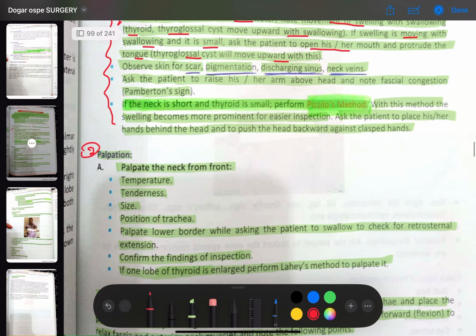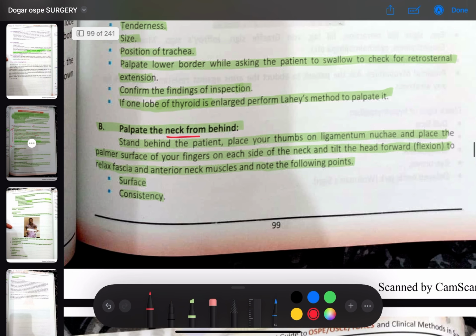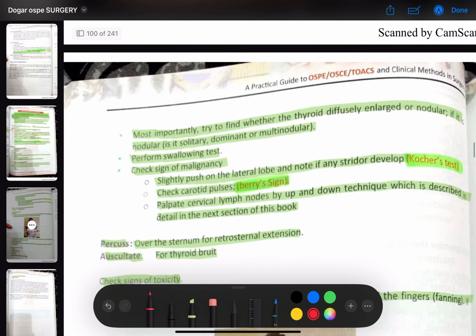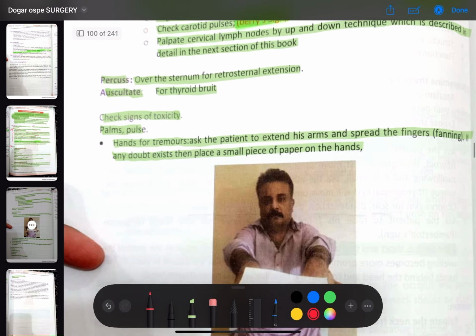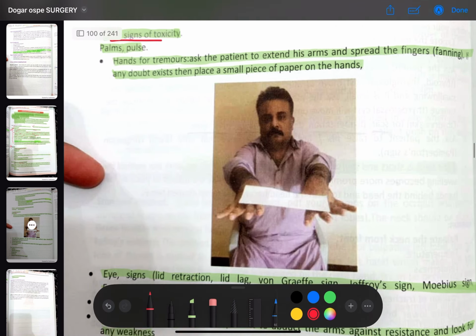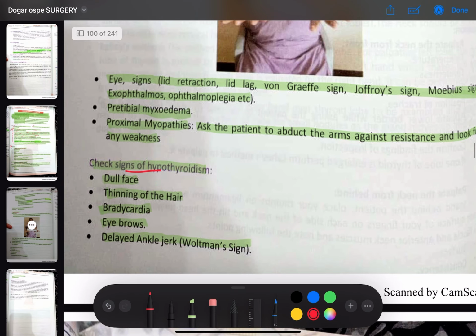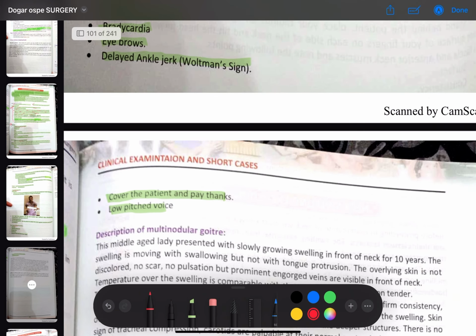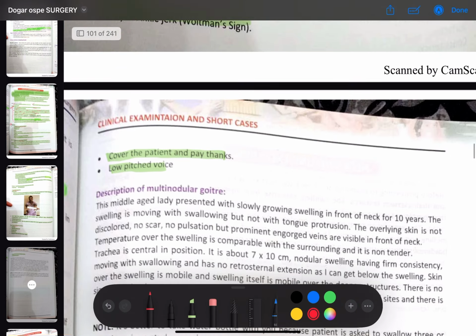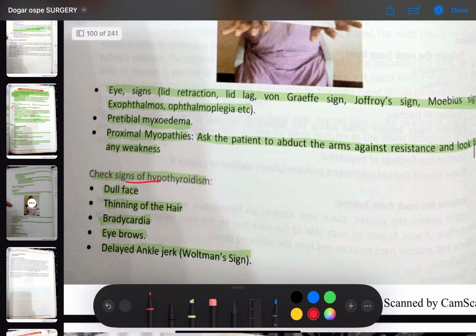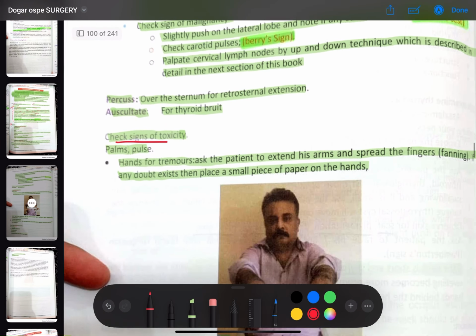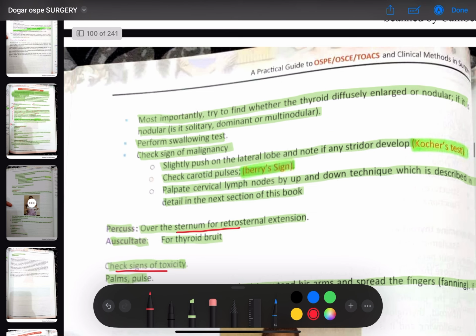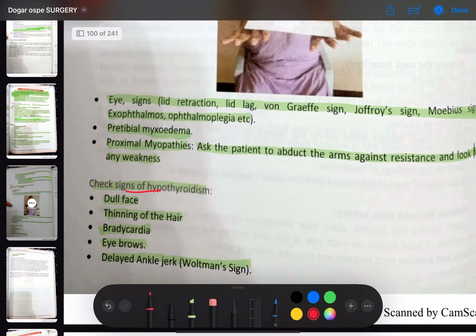Then palpation is done, that is, palpate the neck from the front for the following things, and then palpate the neck from behind for the following things. In thyroid examination, the neck is palpated from both front and behind. Check for the signs of toxicity and the signs of hypothyroidism, and then do the percussion and auscultation. Auscultation is done for the thyroid bruit, and percuss over the sternum for retrosternal extension. This is the third and fourth step in the thyroid examination.